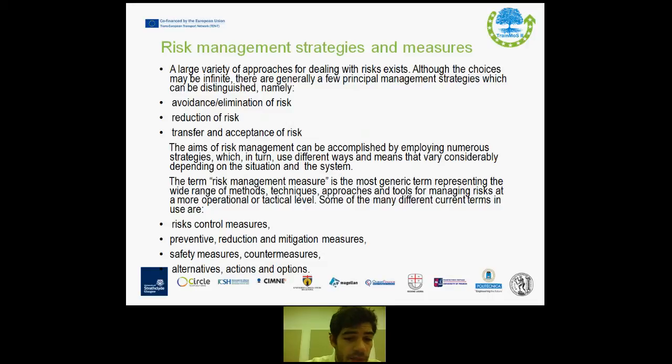The aims for risk management can be accomplished by employing numerous strategies, which in turn use different ways and means that vary considerably depending on the situation and the system. The term risk management measure is the most generic term representing the wide range of methods, techniques, approaches and tools for managing risks at a more operational or tactical level. Some of the many different current terms in use are risk control measures, preventive, reduction and mitigation measures, safety measures and countermeasures, while also alternative actions and options.